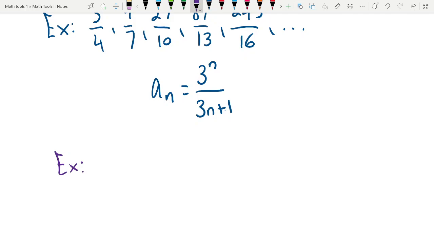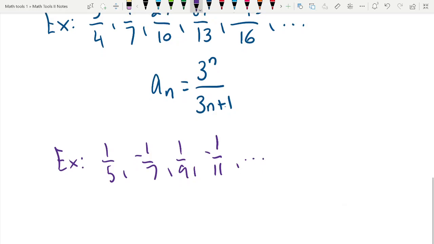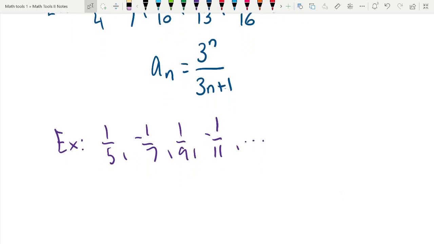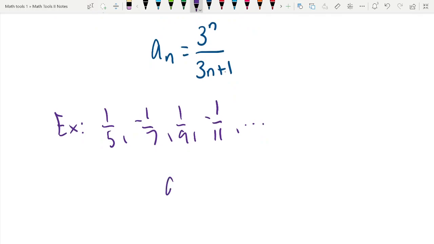All right, let's look at another one here. So I have 1/5, -1/7, 1/9, -1/11, and that's it. So again, for the top number we want to have some kind of (-1) power. Now, the first term is not negative, is what I mean to say, right? So maybe we make this n plus 1 as the power. Because now when we plug in 1, we'll get (-1)^2, which is positive, and then it'll alternate from there.